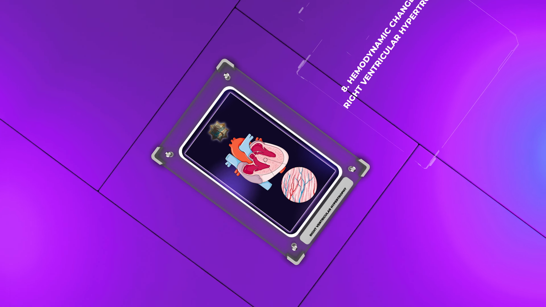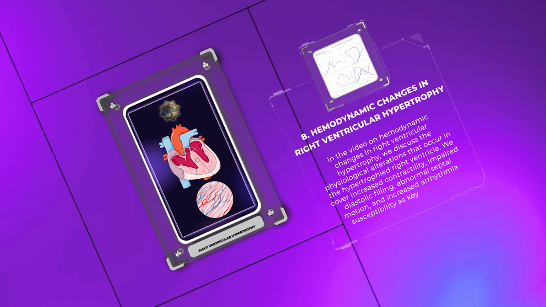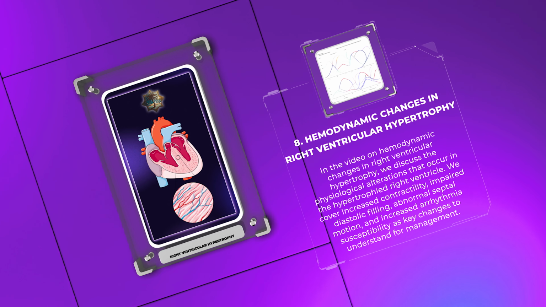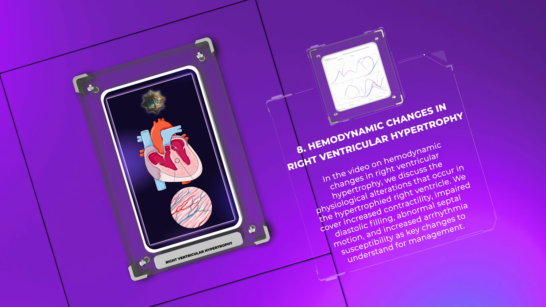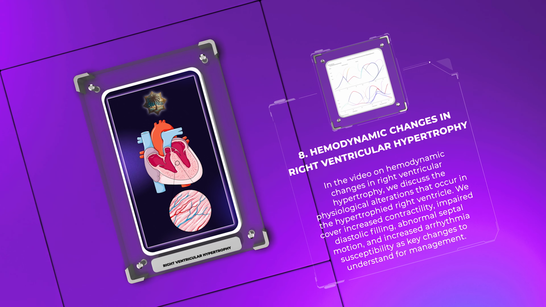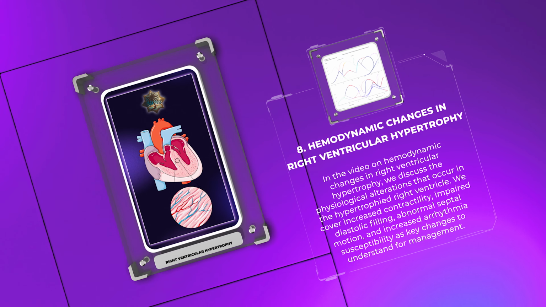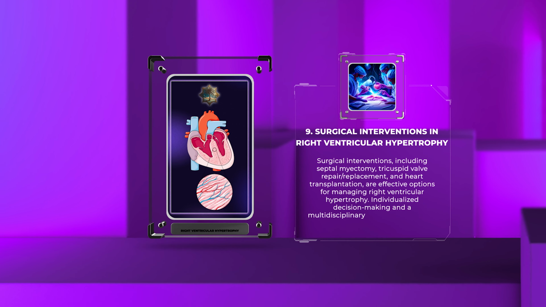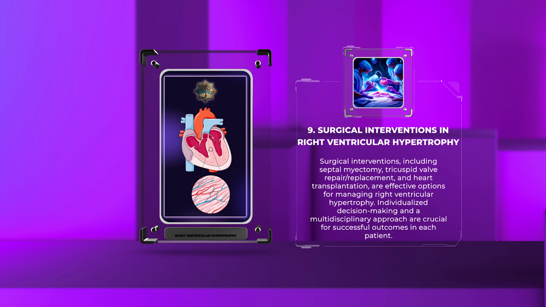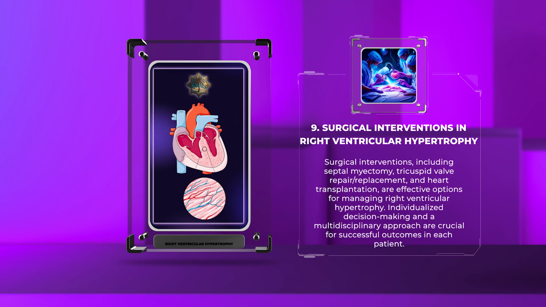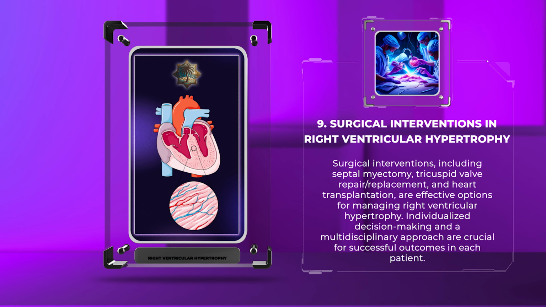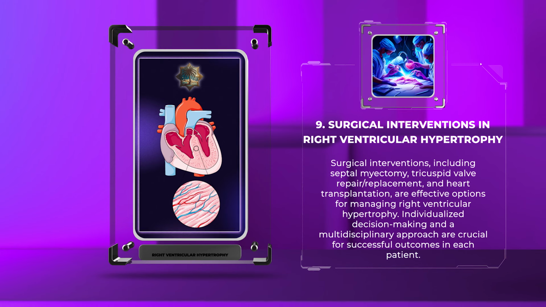In the video on hemodynamic changes in right ventricular hypertrophy, we discuss the physiological alterations that occur in the hypertrophied right ventricle. We cover increased contractility, impaired diastolic filling, abnormal septal motion, and increased arrhythmia susceptibility as key changes to understand for management. Surgical interventions, including septal myectomy, tricuspid valve repair/replacement, and heart transplantation, are effective options for managing right ventricular hypertrophy. Individualized decision-making and a multidisciplinary approach are crucial for successful outcomes in each patient.